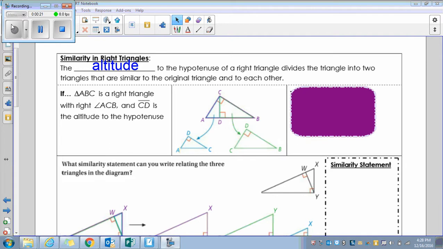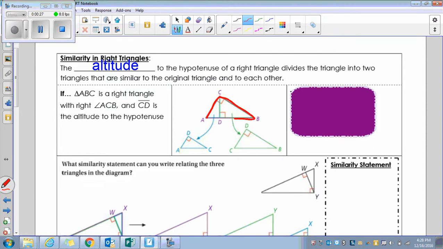So if ABC, this big one here, is a right triangle, which it is, and the right angle is angle ACB, CD is the altitude to the hypotenuse. We have this big right triangle ACB. And once we draw in the altitude, we're given two more smaller right triangles as well. You can see that I drew them all the same way, ADC and CDB, and notice how I flipped those around so that they're all oriented the same way.